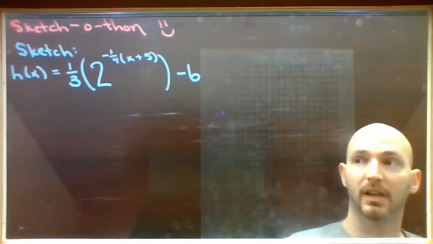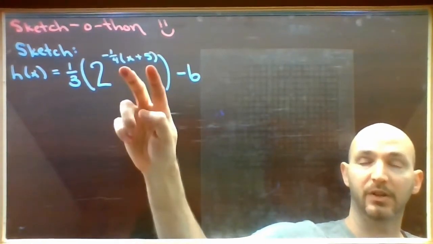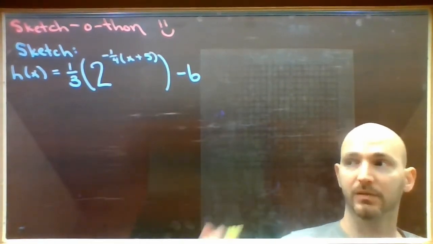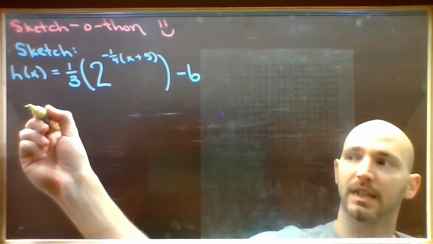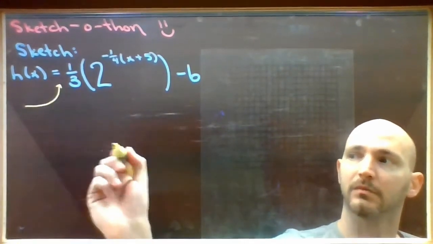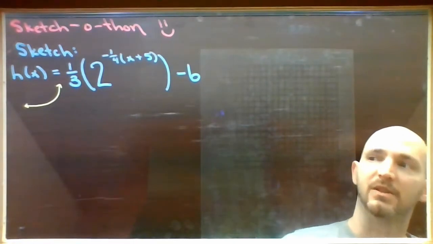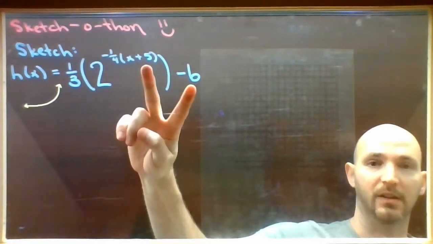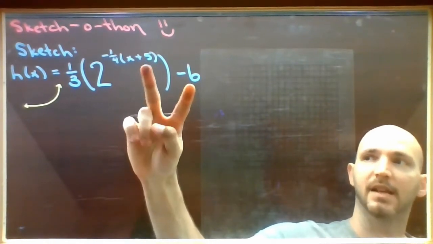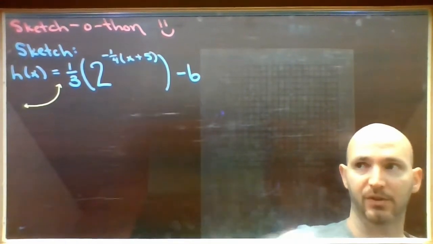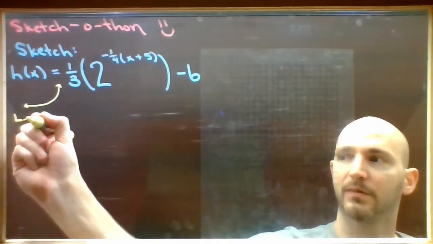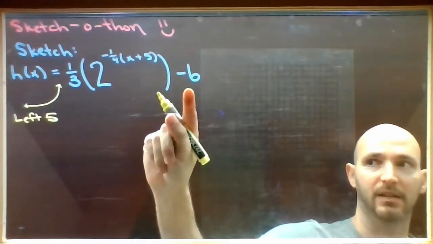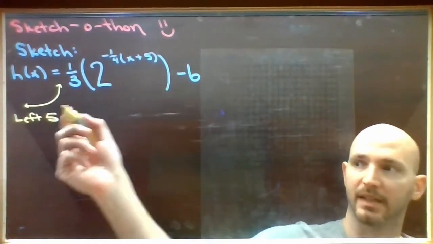So this function, I look in here, I have a 2 with a bunch of stuff up in an exponent. That makes it an exponential. So exponentials look like this. So I look for my addition and subtraction modifiers. Those are there. Those are my translations. A positive inside the operator is a leftward shift. This is left 5. And a negative outside of the operator is a downward shift. That's down 6.